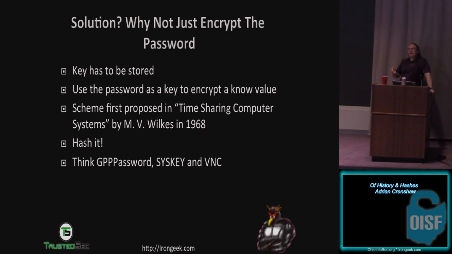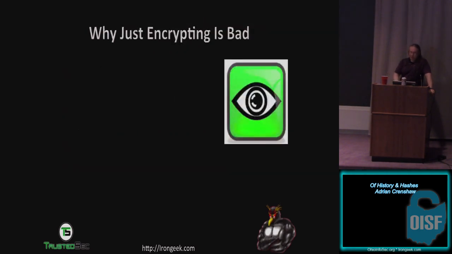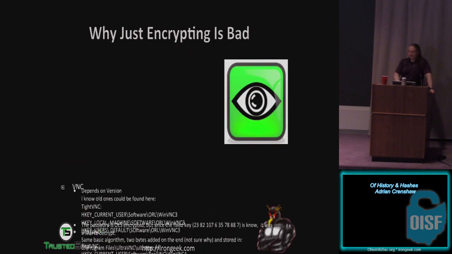If you're always using the same key, you can do known plaintext cryptographic attacks, or you can just go looking for where they store the password, or you can look in the source code. To give you three quick examples of where this is coming back to bite people: GPP passwords, syskey, and VNC. So to remind you about how all those work, this is why just encrypting with a known key is bad.